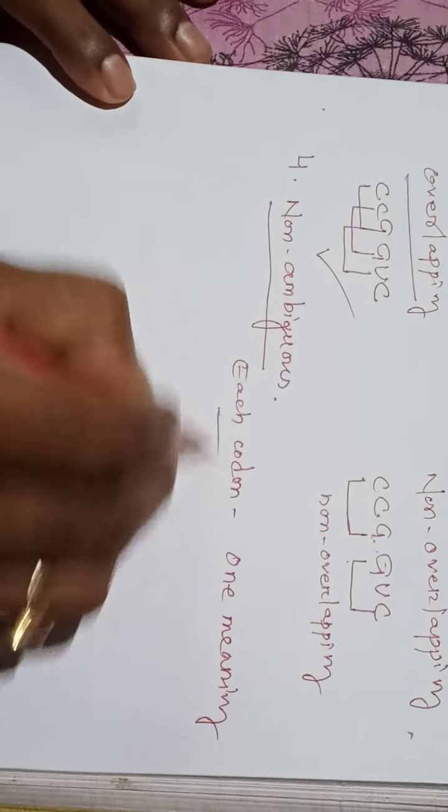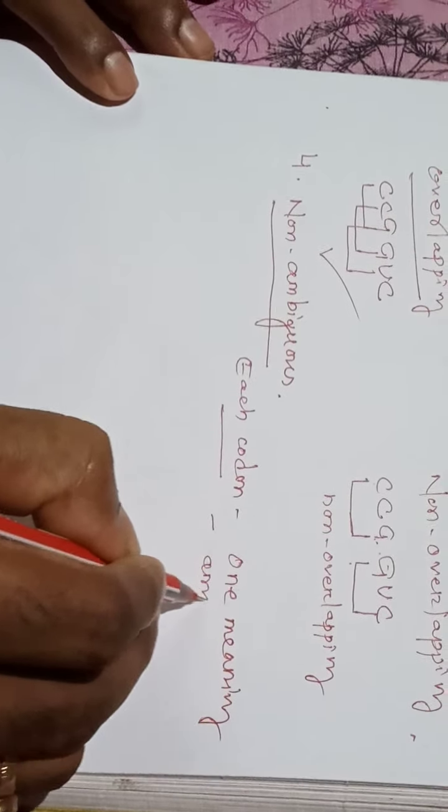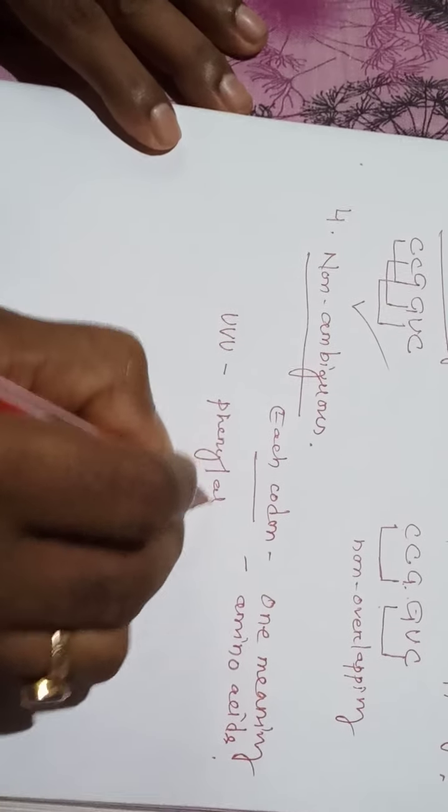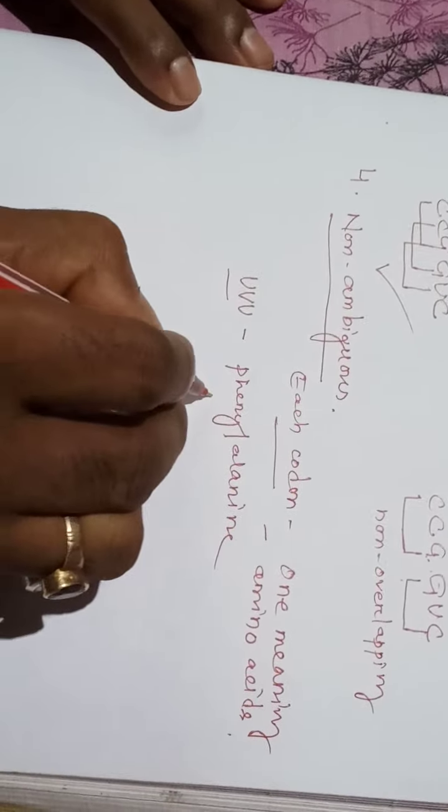Then the fourth property is non-ambiguous. Non-ambiguous means each codon has only one meaning, a specific sense for its amino acid. It never codes for any other amino acid. For example, UUU codes for phenylalanine, and it never codes for other amino acids like serine or arginine.